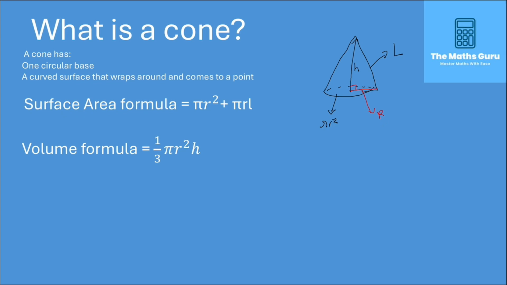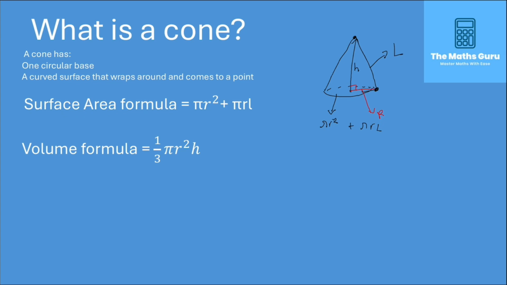Then, to account for the surface which wraps around, the way we work this out is we times pi with r with L. And obviously, you can see that r is the radius of the bottom circle, L is the slanted height from the very top of the cone to the point down at the bottom there. That is our L, that is our slanted height. So to account for all of that surface which wraps around, we call it pi r L.